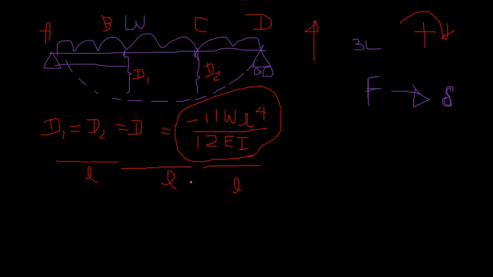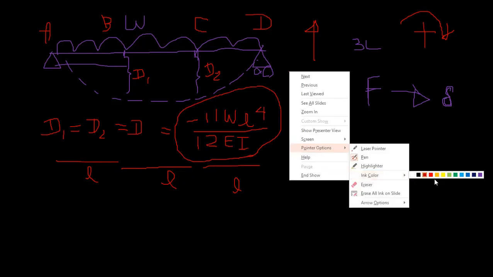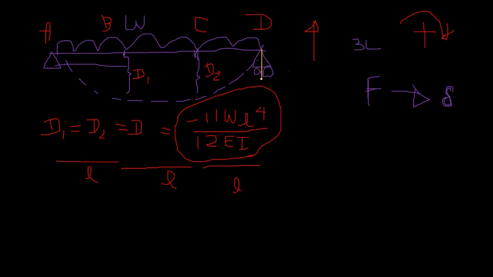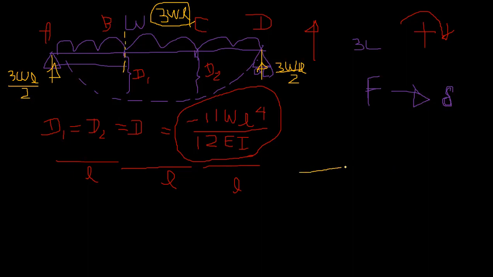Now my D is okay. So I need to find MB and MC, right? Do I need to find that? Yes. So how can I find it? This is just simply supported and symmetric. The total load is 3WL, so this is going to be 3WL over 2 at each support. So you can just cut it exactly at B and take the bending moment.